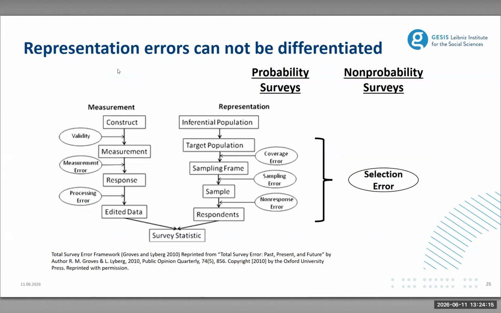So looking at the total survey error framework again, we can see that for non-probability surveys, all these steps that we like to distinguish for probability surveys, and have measures for and ways to compensate for, cannot be distinguished. So we don't know why someone is reached, why someone does participate. It's all steps that we cannot distinguish. We just know who's there in the survey. And so we call all these error sources combined selection error for non-probability surveys.